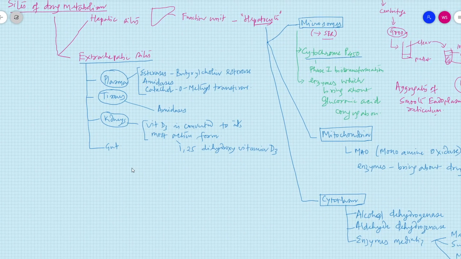When we talk about the gut, we need to look at two sites within the gut. Okay, so one is the mucosa. Let's look at mucosa first. There are certain enzymes which are present in the gastric mucosa, and those are MAO. Okay, we have written monoamine oxidase. And there are enzymes called amino acid decarboxylase enzymes, and enzymes bringing about sulfate conjugation. So mucosa has got this.